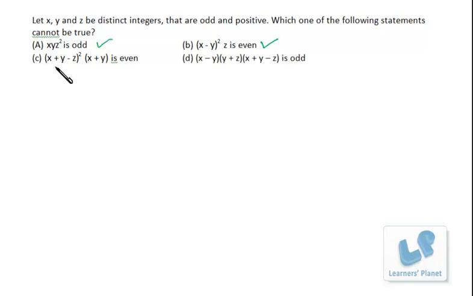Odd plus odd is even, even minus odd is odd, so an odd square is odd, and odd plus odd is even, so odd into even is even, so it is also true. Now this one: odd minus odd is even, odd plus odd is even, odd plus odd is even, even minus odd is odd, so even into odd will be even only. So this statement cannot be true. I hope you are getting me.